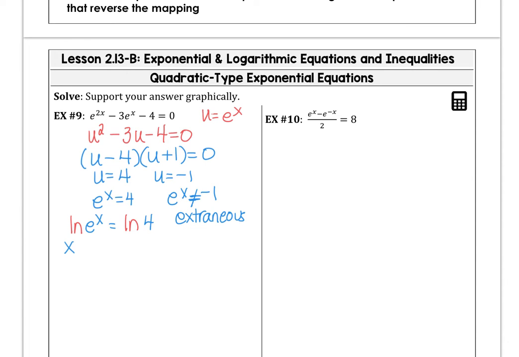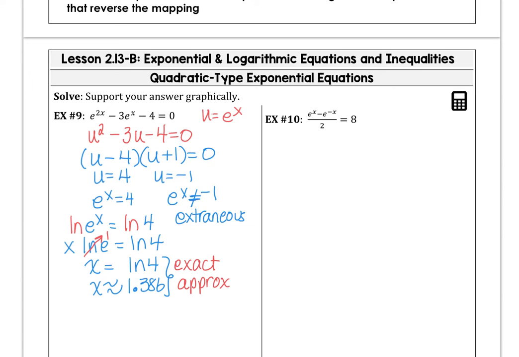we can bring that x in front and say x times natural log of e is natural log of 4. And the natural log of e is 1. So 1 times x is x, and x is natural log of 4. And this is our exact solution. Using a calculator, an approximation for natural log of 4 is about 1.386.